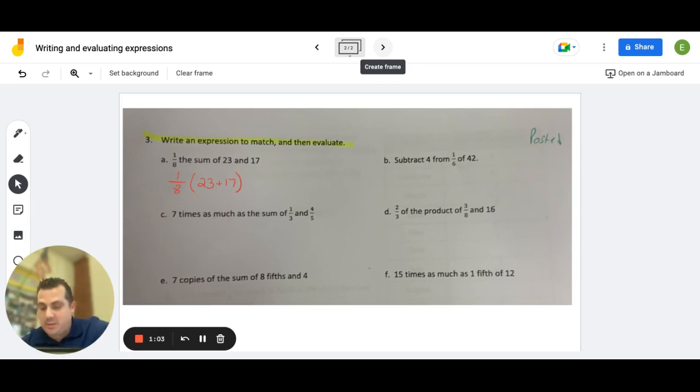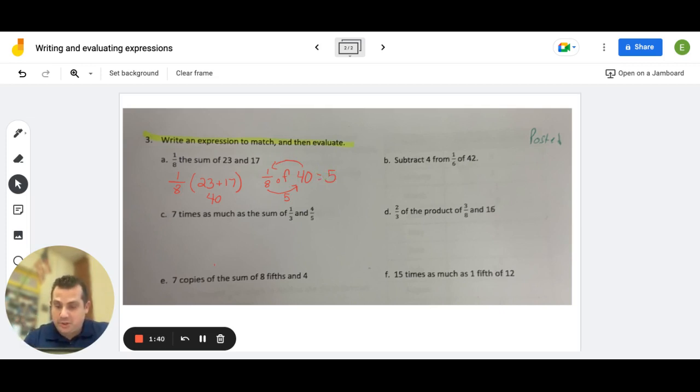So 23 plus 17 here we know is 40. So I have to do 1/8 of 40. Or you could show it as 1/8 times 40, whichever is fine. And here, when we do 1/8 of 40, we could say 8 goes into 40 how many times? Which is 5. And then we have to times that by 1. So your answer is going to be 5.